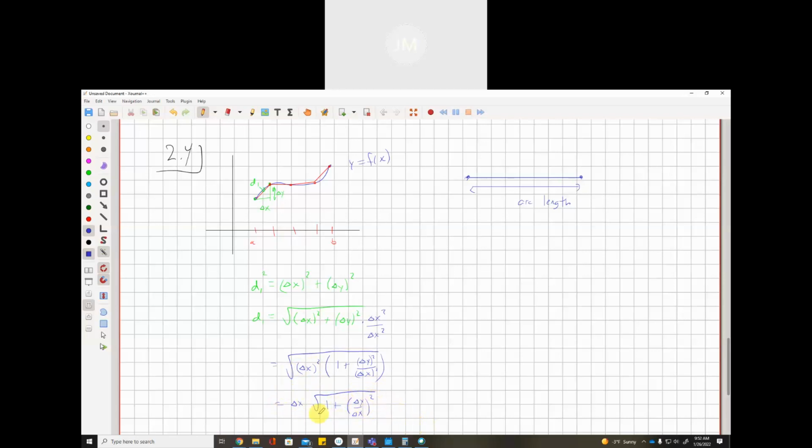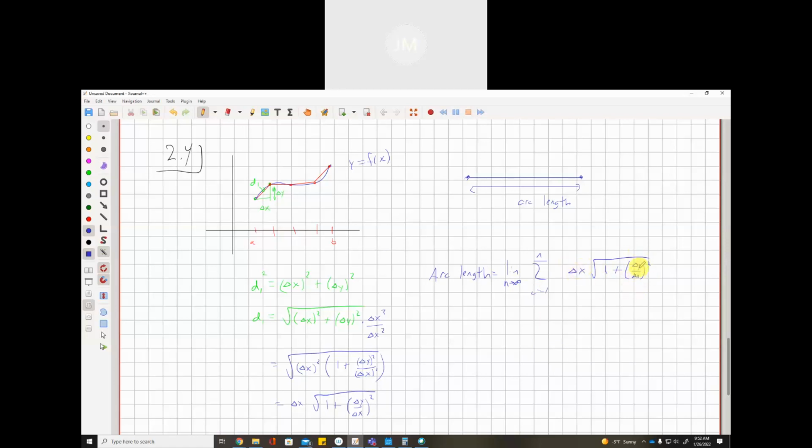And so that gives me my length for one piece, right? So if I want the total arc length, what I want to do is add these up, and you'll see why I did that factoring here in a second, right? We have the delta x times the square root of 1 plus delta y over delta x squared. And I want to eventually take the limit as n goes to infinity, use infinitely many pieces.